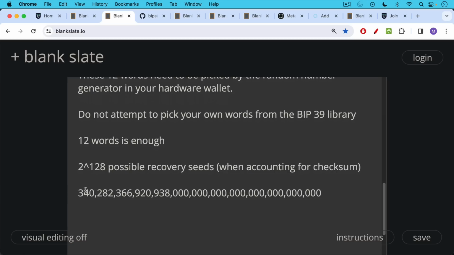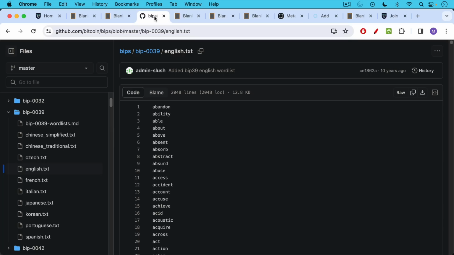And you can see what number this is. It's a very, very large number. No one is going to guess your 12 words. That's the good news. This is the BIP39 library.